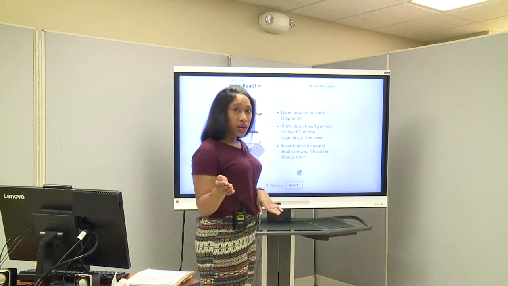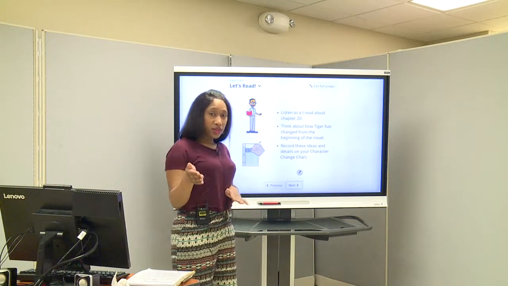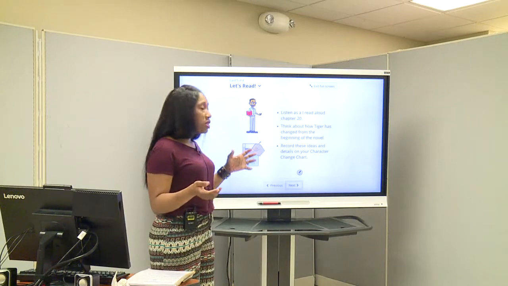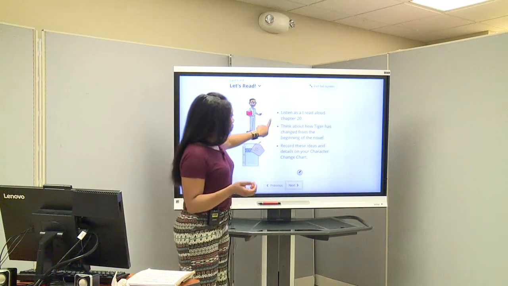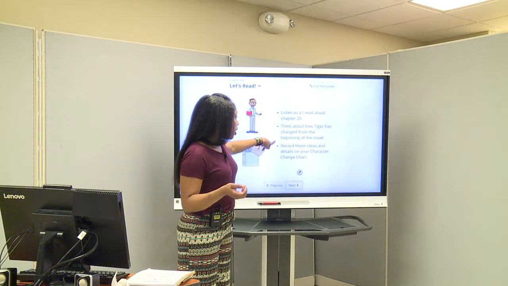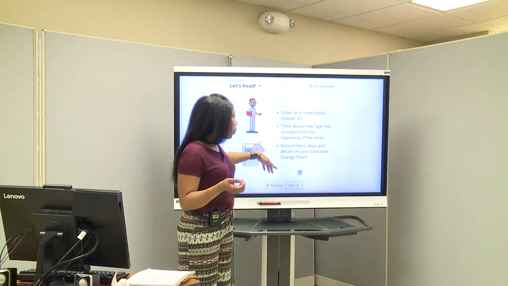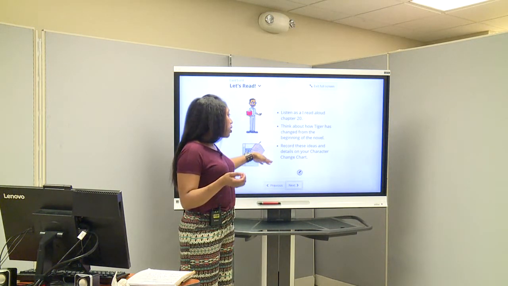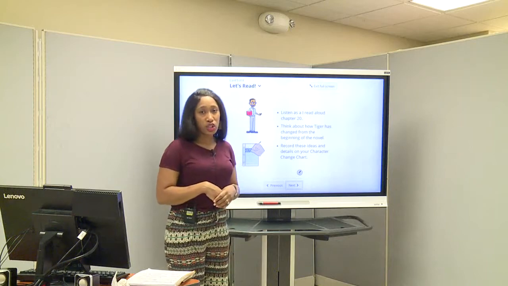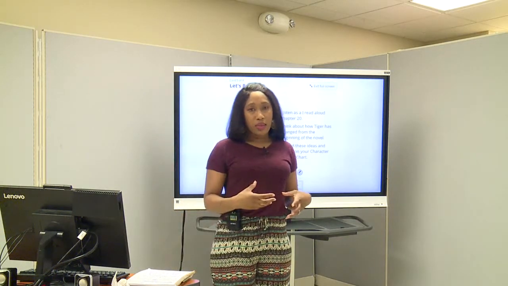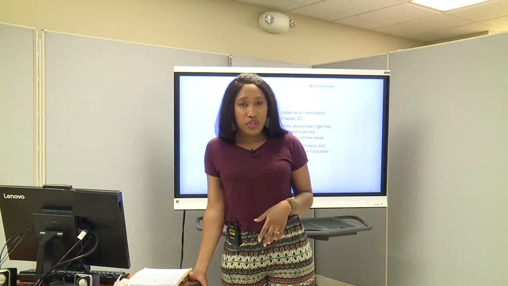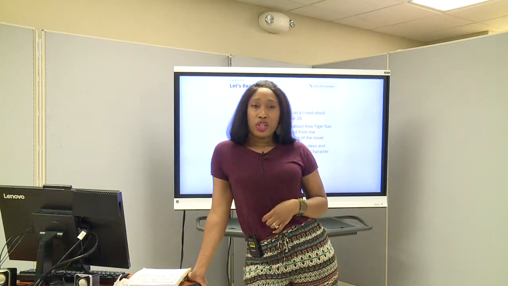So we know that Tiger has made it in with her mom. They're safely inside the house, and we're going to listen to the audio. We're also going to think about how Tiger has changed from the beginning of the novel, and we're going to record these ideas and the details on our character change chart. So I want you to think about how Tiger was at the beginning of the story. Think about that information that we learned.